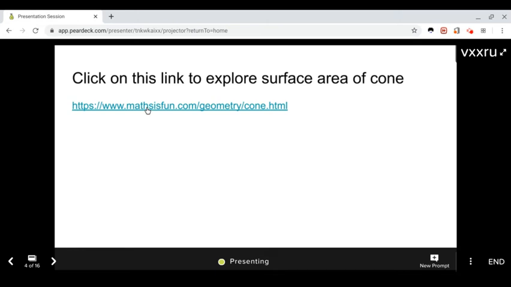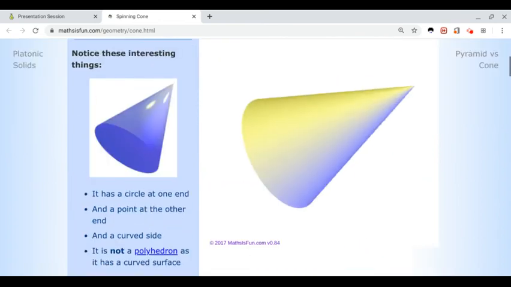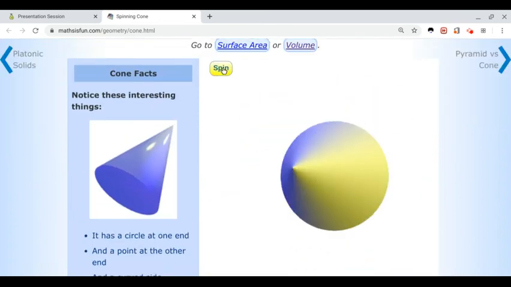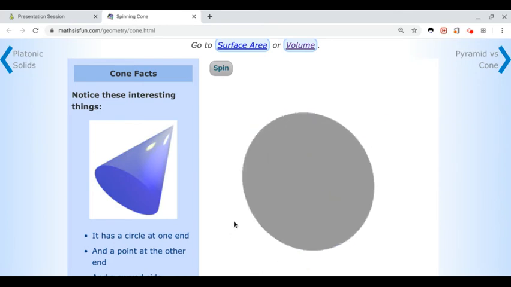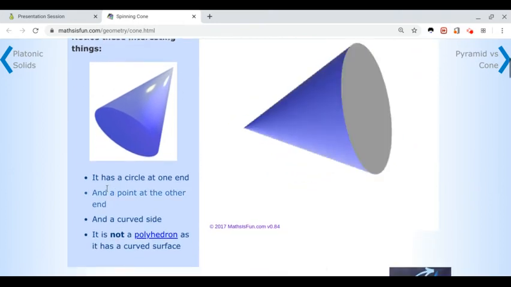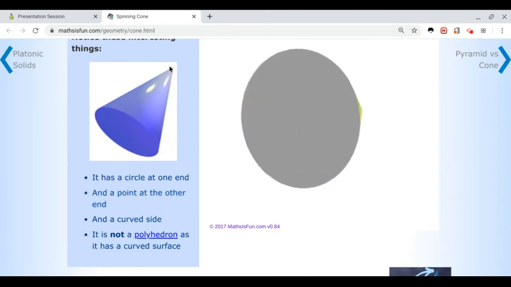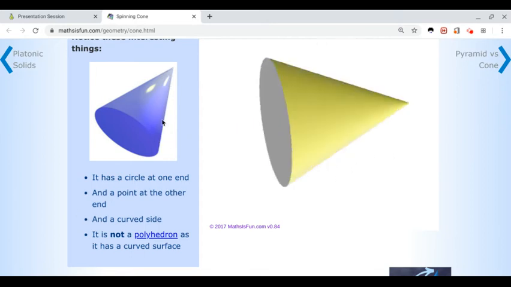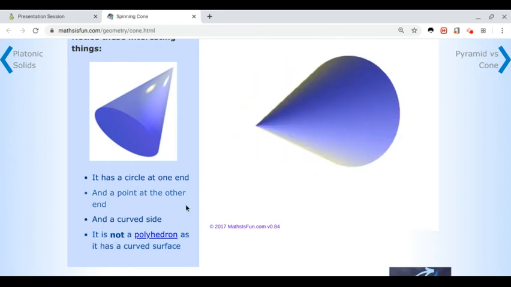So now I have this link up for you guys so that you can go ahead and explore on your own. I'm going to go ahead and click on it, and it's all about the cone here. So just some really cool facts, and it's just showing us how it spins around and how you can see everything around it. And here are some interesting things about the cone. It has a circle at one end, which is this one here. It has a point at the other, which is this part, and has a curved side, so this part here. And then it is not a polyhedron as it has a curved surface.